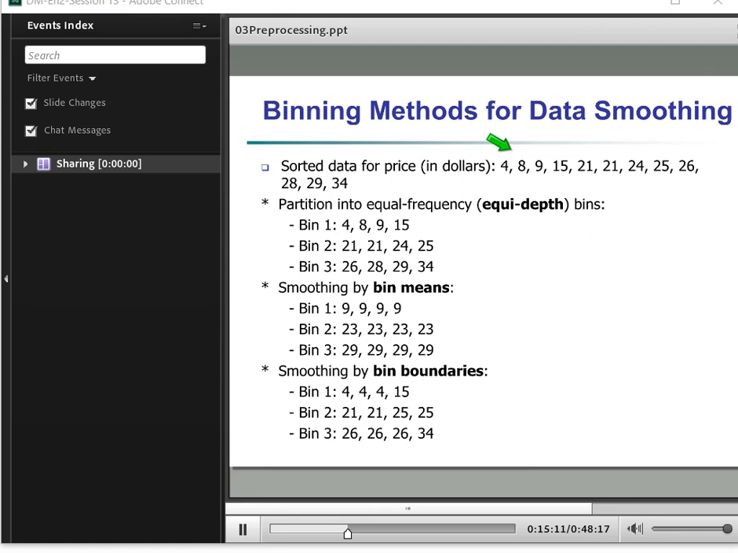Suppose that we have a set of different values: 4, 8, 9, 15, 21, 21, 24, 25, 26, 28, 29, and 34. My strategy is equal depth or equal frequency bins, and I'm looking for 3 bins. So each bin must have 4 different items.